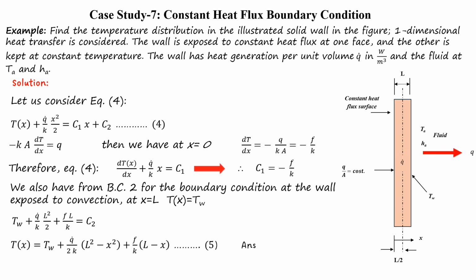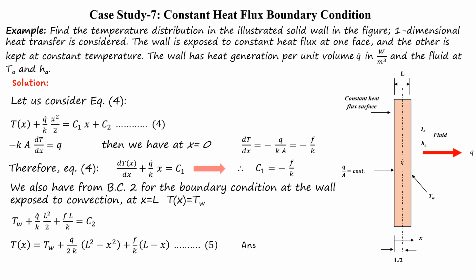represents the temperature distribution inside the wall, which is exposed to a heat flux, that is T of x equal to T sub W plus Q dot divided by 2K times (L squared minus x squared) plus F divided by K times (L minus x).